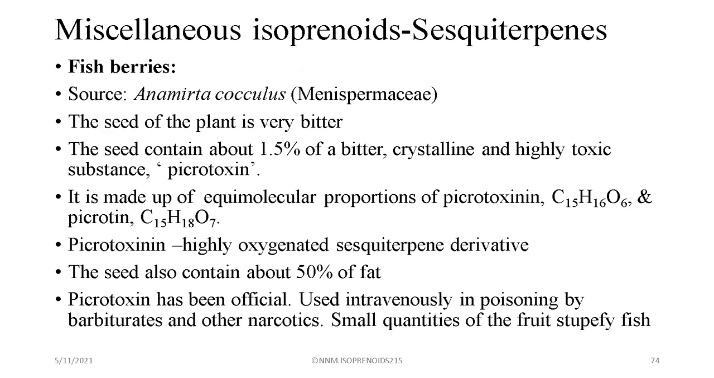And then we have fish berries, from Anamirta cocculus. The seeds of the plant are very bitter, and Linda said, when you see bitter, you can always come up with one of the uses. But something interesting about fish berries is that when they are compounded, they can be used intravenously in poisoning by barbiturates.